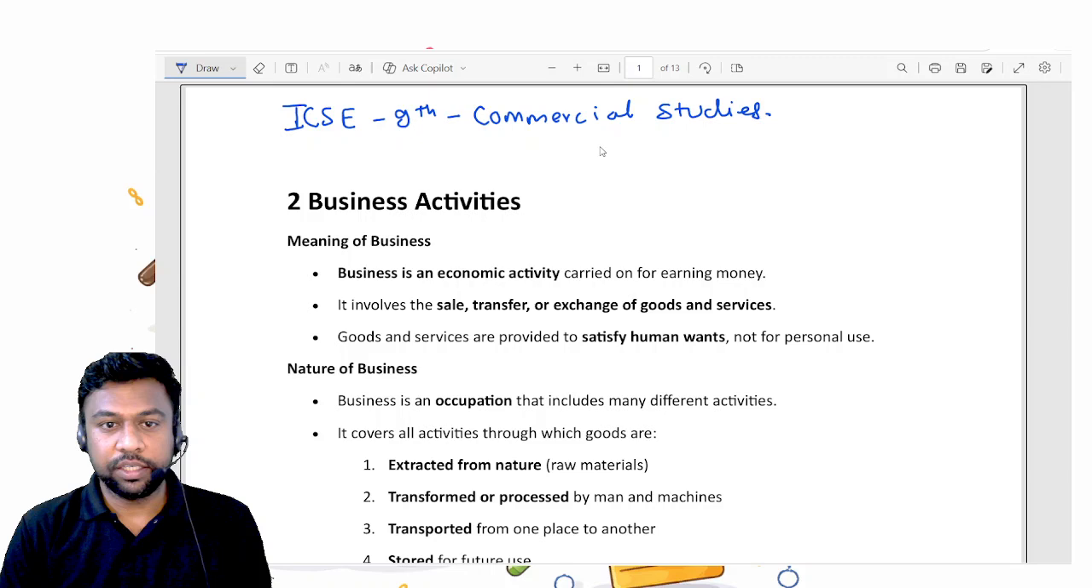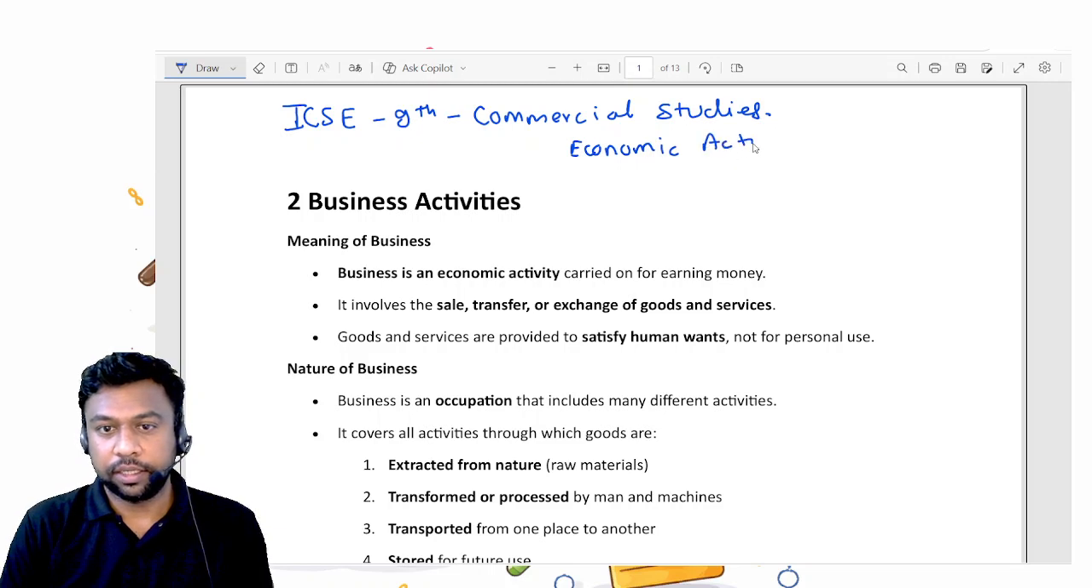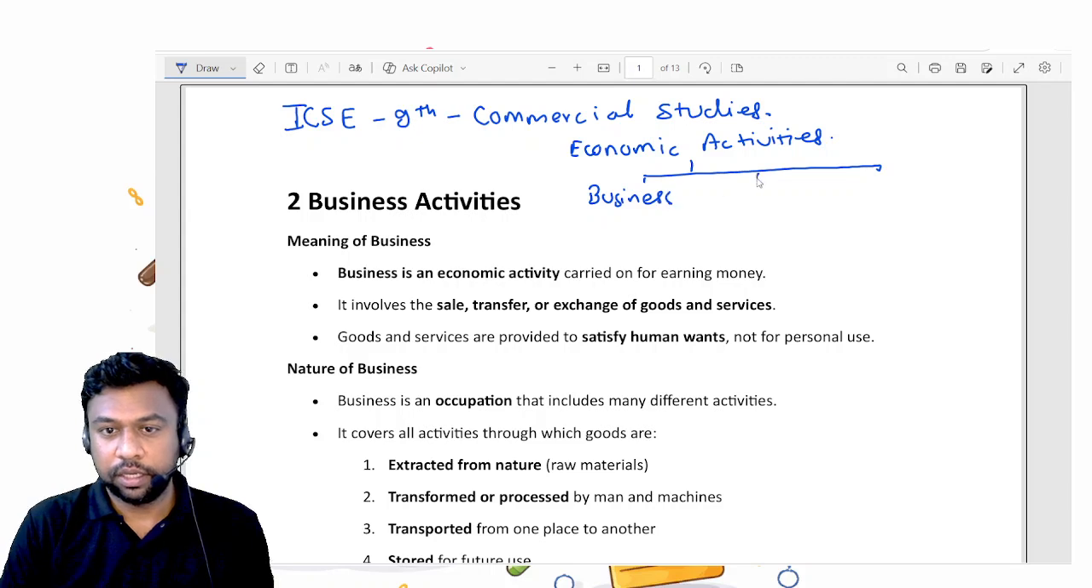Fine, in last class we have seen economic activities, under which we have seen towards the end of the chapter three categories. One is your business, other one is your profession, and third one is your employment.